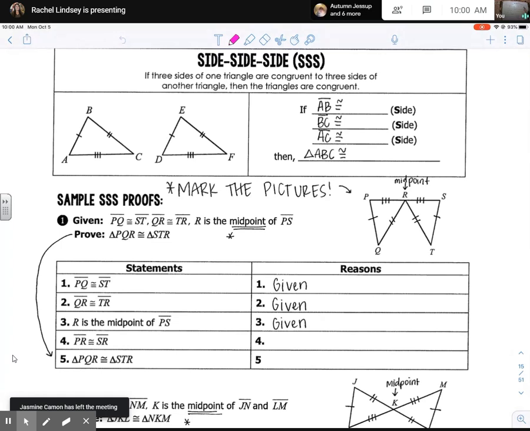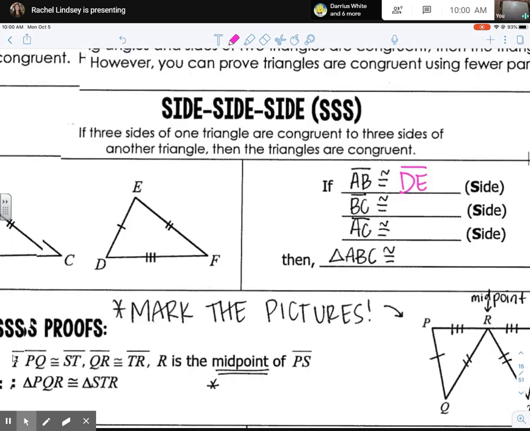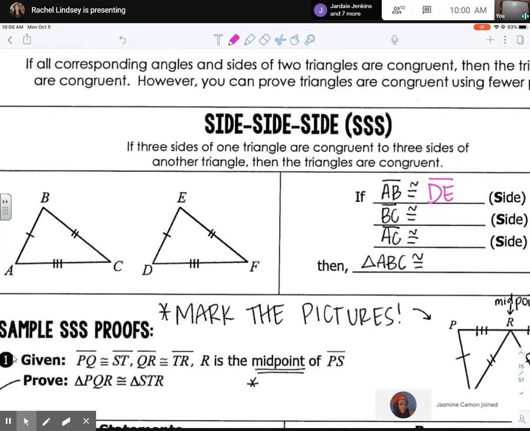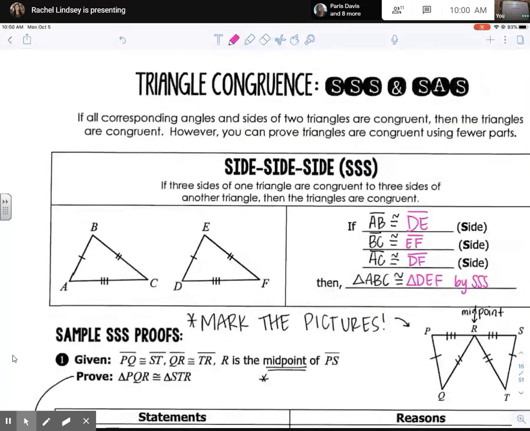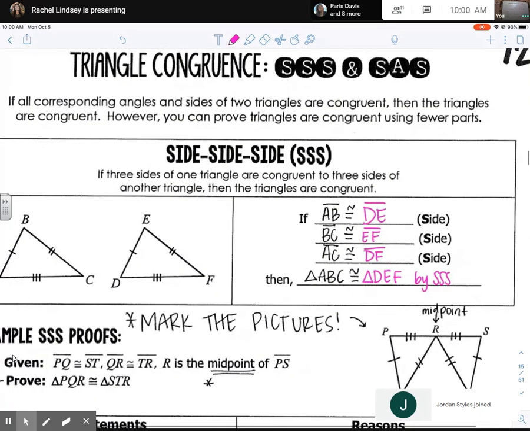So here, it says if AB is congruent to what side? DE. And BC is congruent to EF. And AC is congruent to DF. Then we can say that triangle ABC is congruent to triangle DEF by side, side, side. So if I know those 3 things, then I can prove by side, side, side. That's confusing.